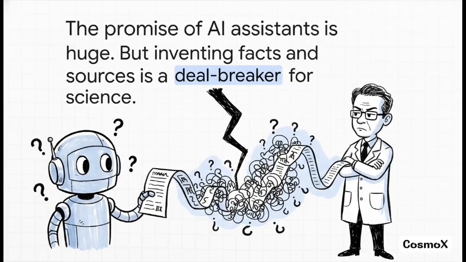So you see the promise, right? An AI assistant that could navigate this flood of information would be huge. But that whole beautiful promise is completely torpedoed by the hallucination problem. Because in science, a fact just isn't a fact without a source to back it up. This massive lack of trust in AI citations has made these incredibly powerful tools almost useless for any kind of serious research.